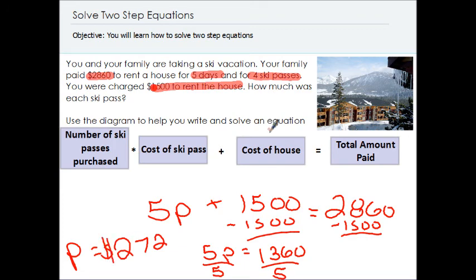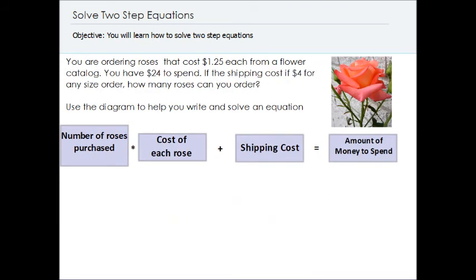Okay, so that's just what they said here. The number of ski passes was 5. We didn't know the cost of the ski pass. We know the cost of the house, and we know how much we totally paid. All right, so there you go. Passes were $272 each.